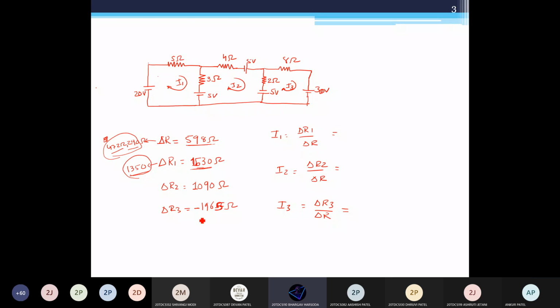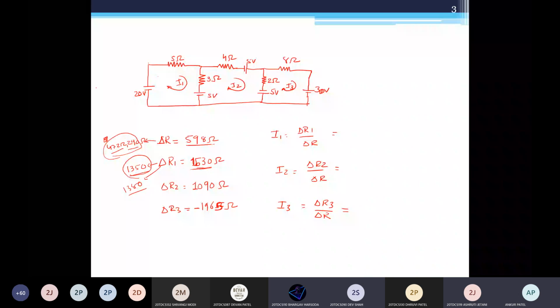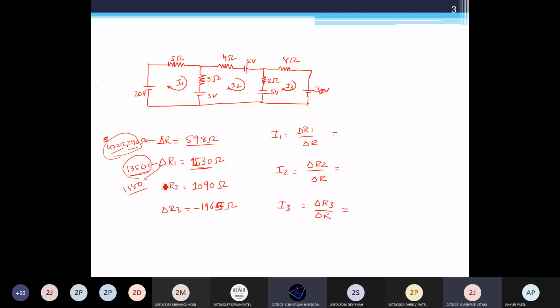Sir, delta R3 is 1380. Yes, sir, 1380. This delta R2 is correct, 1090. And delta R3, are you getting minus? Just check. This answer is correct: minus 1965.